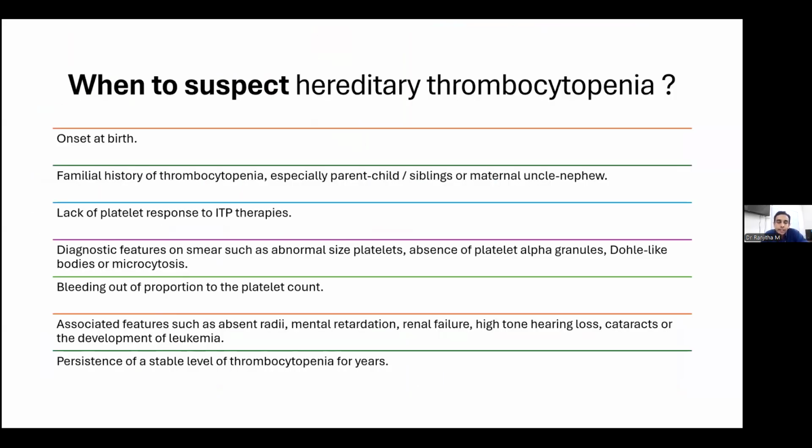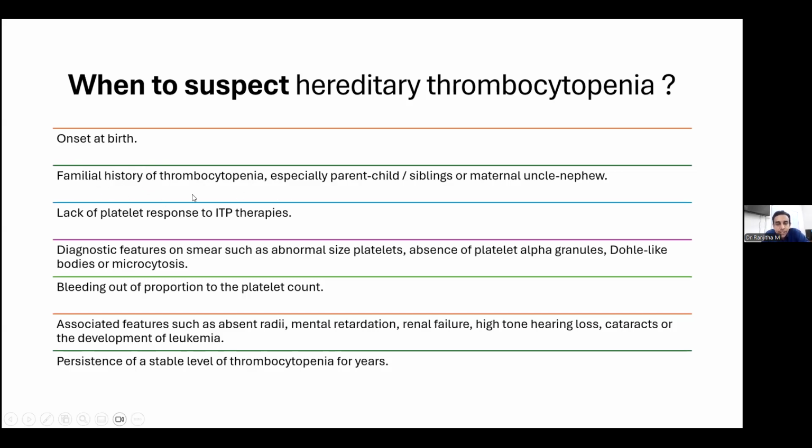So when you and I are sitting in the clinic, when do we suspect inherited or hereditary thrombocytopenias? Some of these points have already been covered, but because it's important, I'll quickly go over them. I'm sure you'll all agree that if it starts at birth or before 1 or 2 years of age, like what Dr. Vinay told us today, we'll always look back and say, could this be an inherited thrombocytopenia?